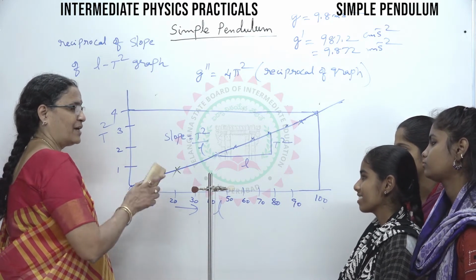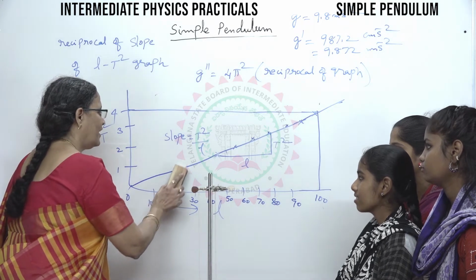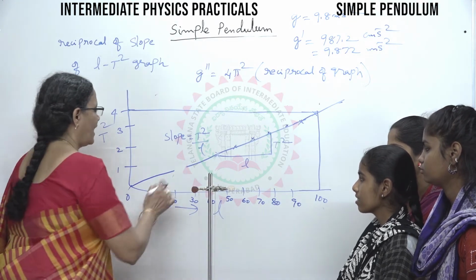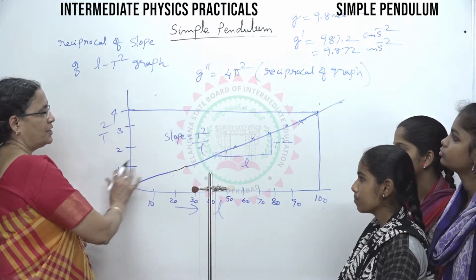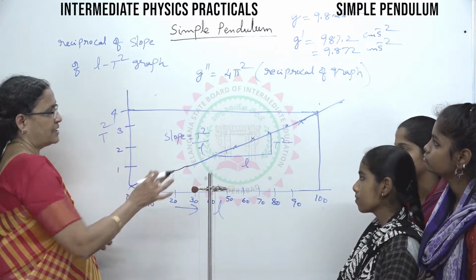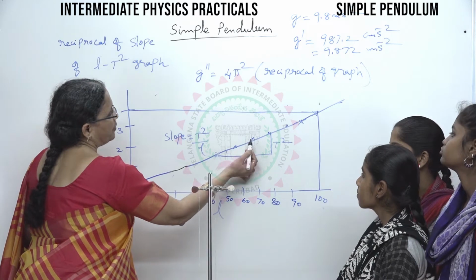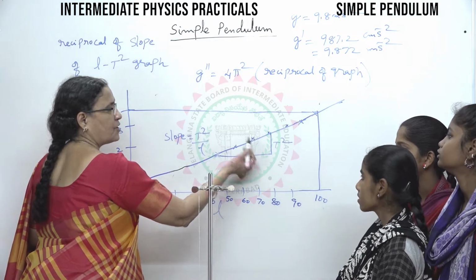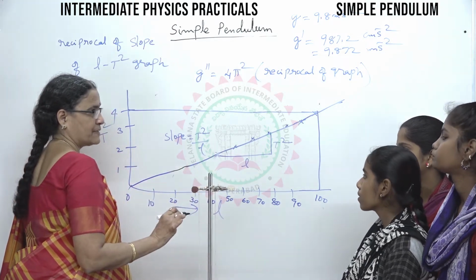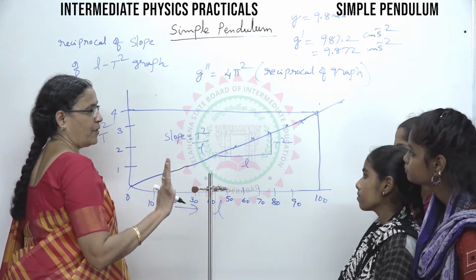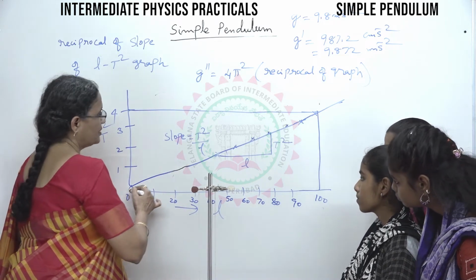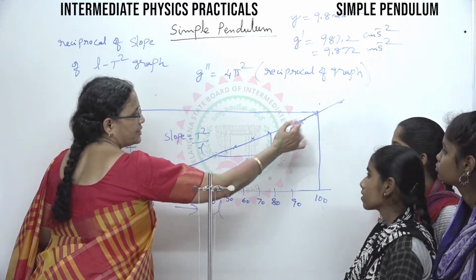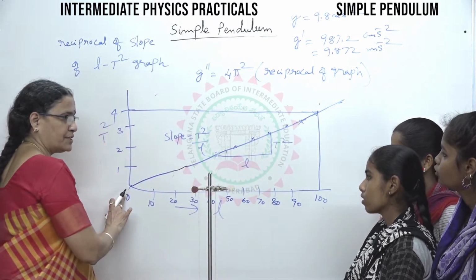Your graphs, your readings, everything should be in calculations in accordance with your observations. So you should get a straight line. Doesn't matter even if this point is not meeting. Draw through the maximum number of points. That is, the minimum 3 points you should have to draw a straight line. So draw a graph. It should be a straight line passing through the origin.